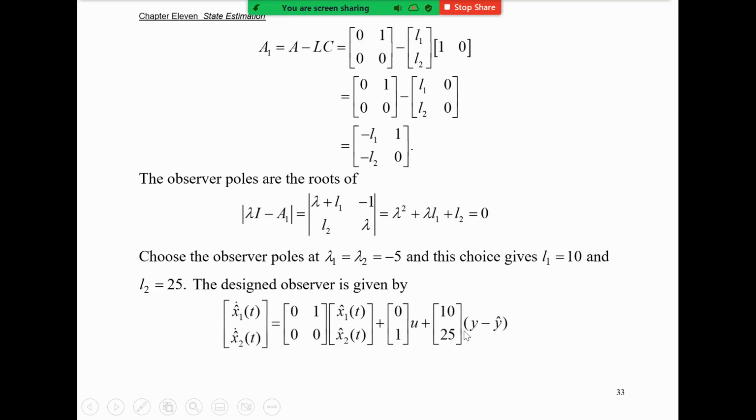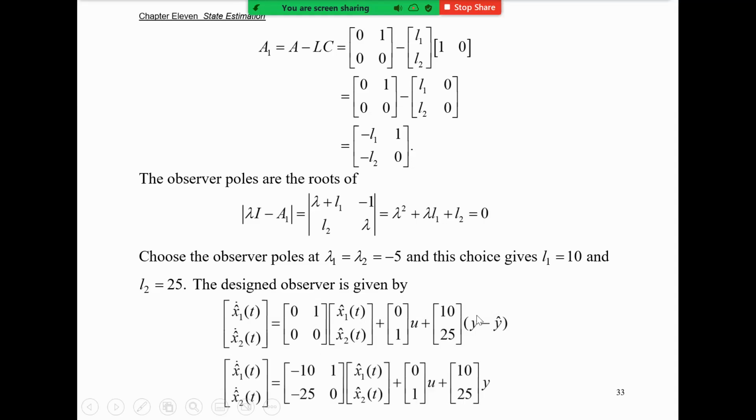Of course, in your final exam, you don't have to write it down in this way. As long as you give me x hat dot equals A x hat plus B u, and you already define your A and B, it is fine. You don't have to write all those values, but at least show me the equation for your observer.